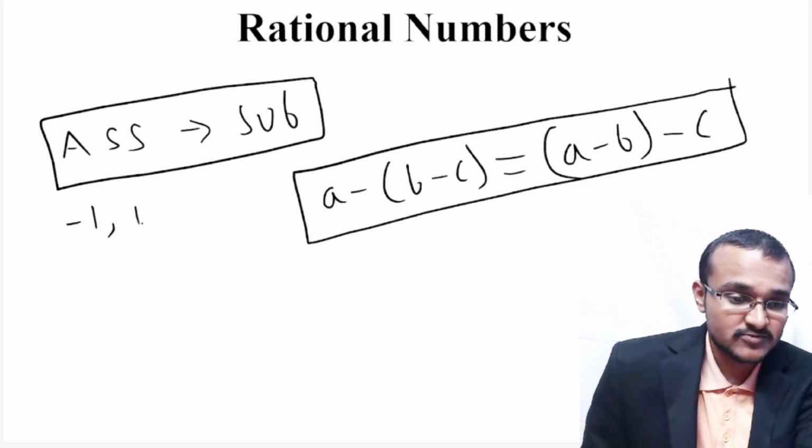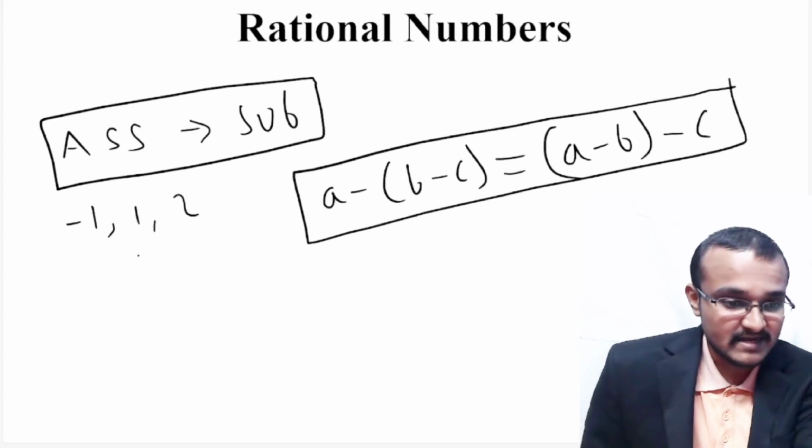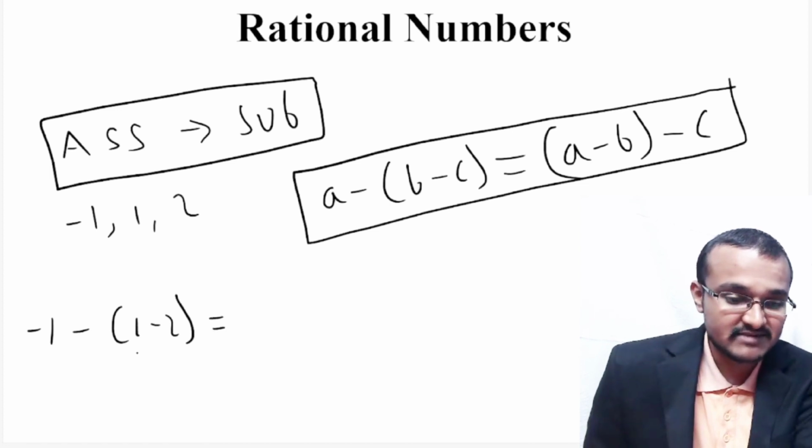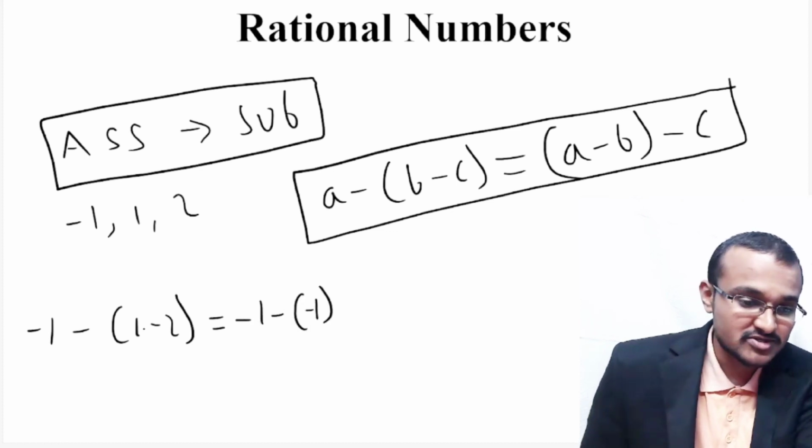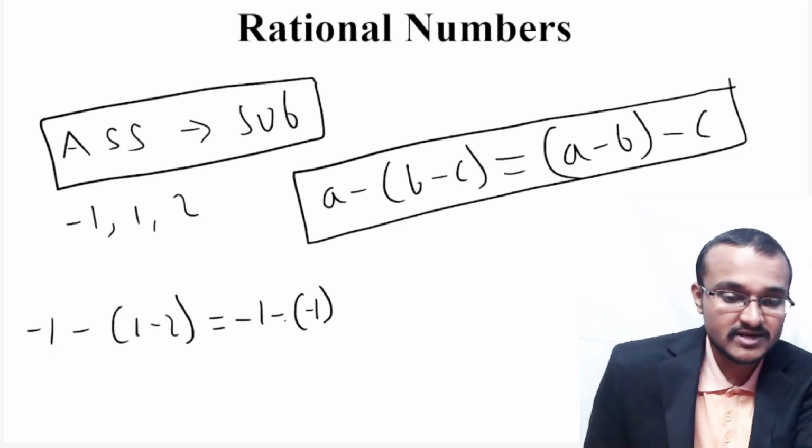So now let us take minus 1, 1 and 2 as our example for integers. So let us write in the form of LHS, that is minus 1 minus of 1 minus 2 will be inside bracket. So first solve what is there inside bracket. So 1 minus 2 will be minus 1. So minus 1 minus of minus 1, because here it will be minus 1. So minus is as it is written here. So minus 1 minus of minus 1. So here minus into minus will become plus. So minus 1 plus 1. So minus 1 plus 1 will be 0.